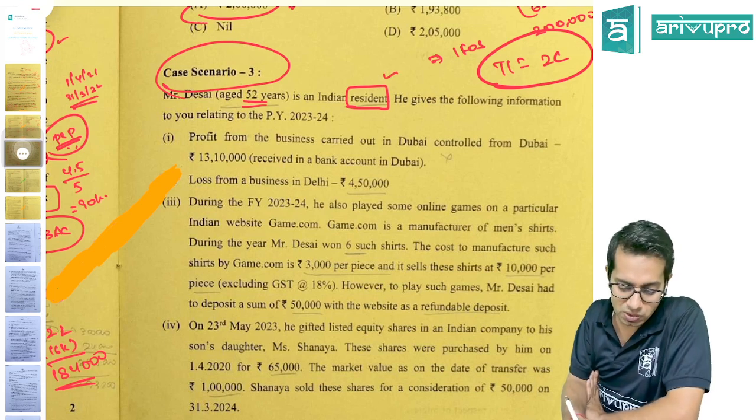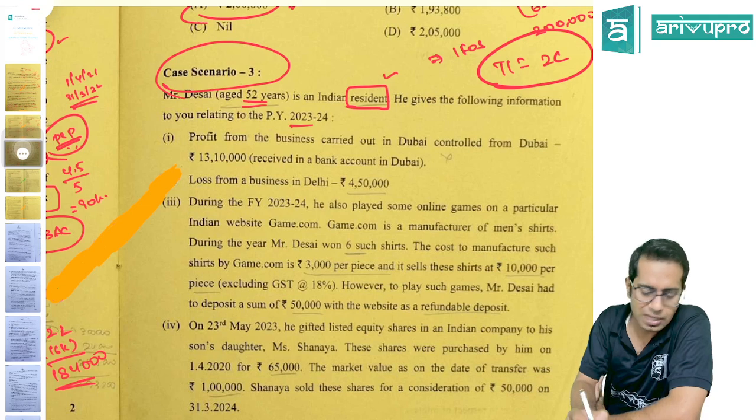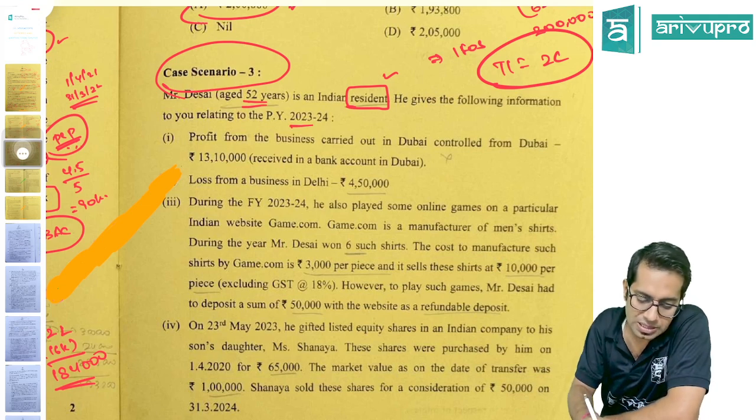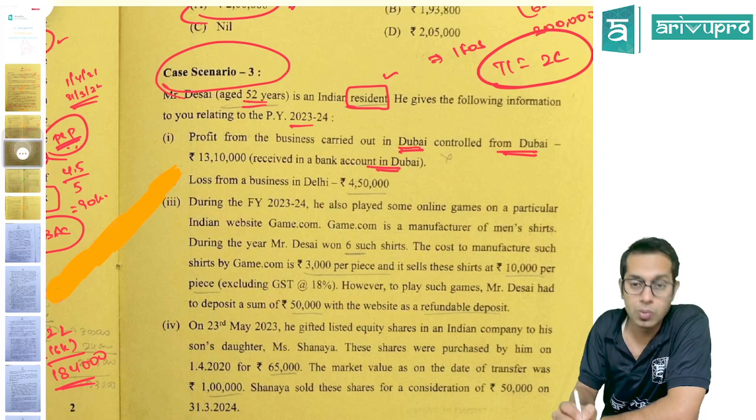He's a resident person. He gives the following information relating to previous year 23-24. Profit from the business carried out in Dubai, controlled from Dubai, amount also received in Dubai.